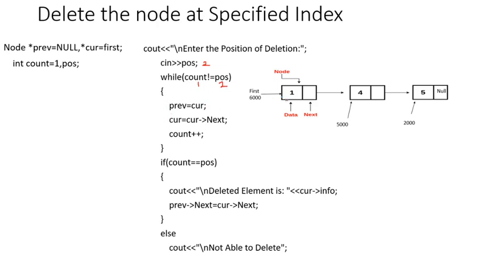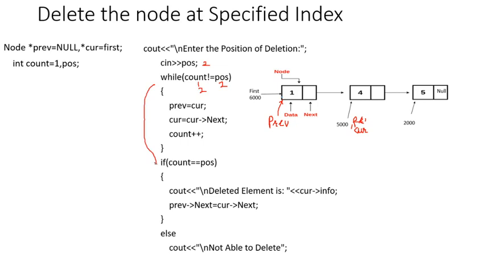Prev is initialized to current, so current is now pointing to the first. We have initialized that current is pointing to the first, so prev starts pointing to this node. After that we have incremented the current pointer, so current is equal to current arrow next. Current arrow next is this, so current will point to the node 4. Then count is incremented. Now the new value of count will become 2. Now 2 is equal to 2, so control will come out of the while loop.